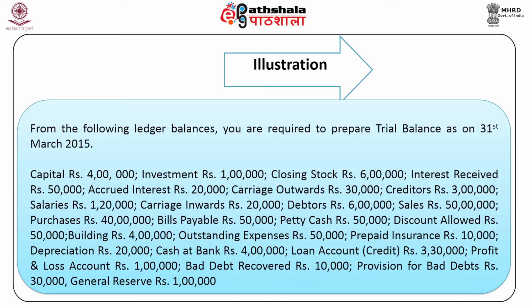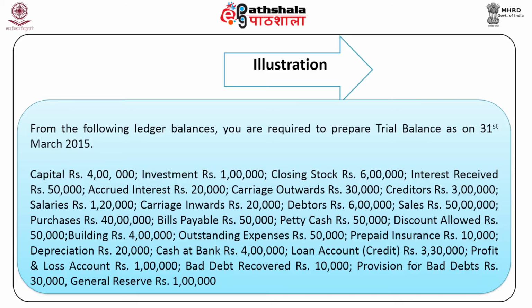Salaries rupees 1,20,000. Carries inwards rupees 20,000. Debtors rupees 6 lakhs. Sales rupees 50 lakhs. Purchases rupees 40 lakhs. Bills payable rupees 50,000. Petty cash rupees 50,000. Discount allowed rupees 50,000. Building rupees 4 lakhs. Outstanding expenses 50,000. Prepaid insurance 10,000. Depreciation 20,000. Cash at bank 4 lakhs.